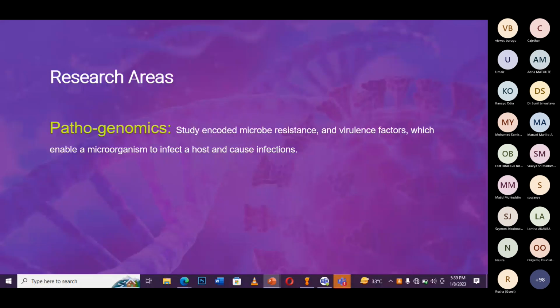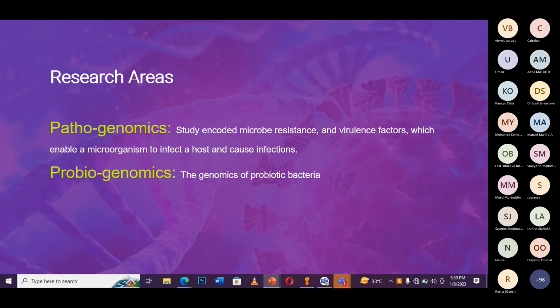Which enable microorganisms to infect a host and cause what? Infections. Okay? And cause infections. That is pathogenomics. Now, pathogenomics deals with pathogenic bacteria. And the next thing we have is probiotic genomics, which is the genomics of probiotic bacteria.